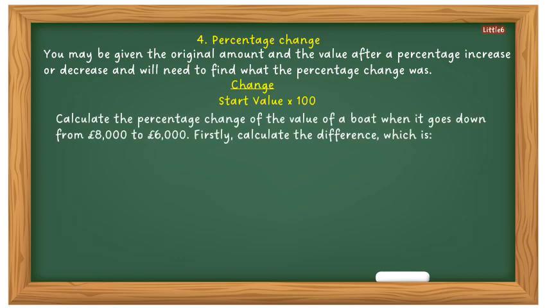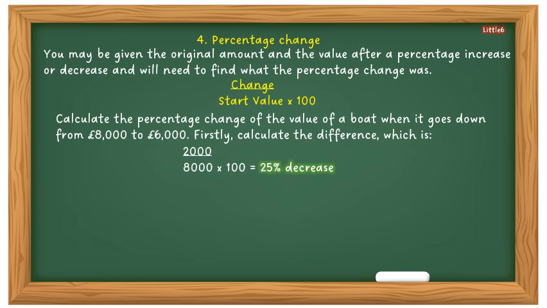Alright, so calculate the percentage change of the value of a boat when it goes down from 8,000 to 6,000. So firstly, calculate the difference, which is 2,000. You take the 2,000, divide it by the original value, and you can see there that the original value is 8,000. And to convert this to a percentage, you simply multiply it by 100, and you can see there, because you're losing £2,000, it's a 25% decrease.